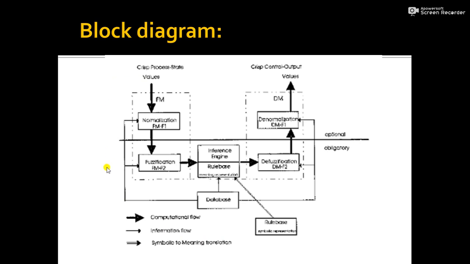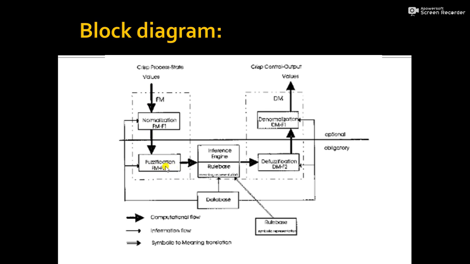Now, first we will be selecting the input and output parameters. These input and output parameters are sent to the normalization block. This normalization block is an optional block, so if the values are very large or very small, then this block will come into the picture. Once the values are normalized, that is, brought to the scale of 0 to 1, the values are sent for further processing, that is, to the fuzzification block. Here, the crisp values are converted into fuzzy values.